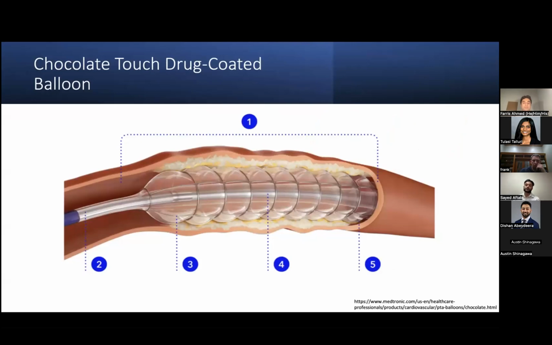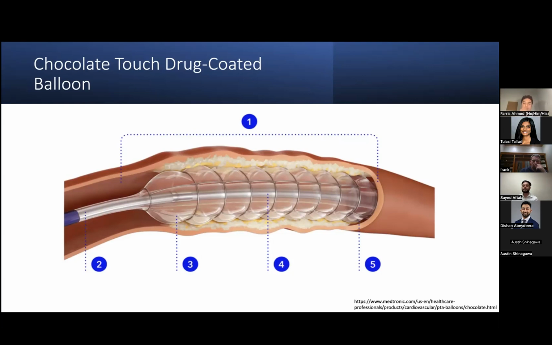Now comparing that with the Chocolate Touch drug-coated balloon, it's also a tapered tip that allows low entry profile for lesion access. And it's specifically constructed with pressure relief grooves to prevent dissections from going. And during inflation, marked by number 1, the cage causes the balloon to form a series of segmented pillows throughout the length of the lesion.